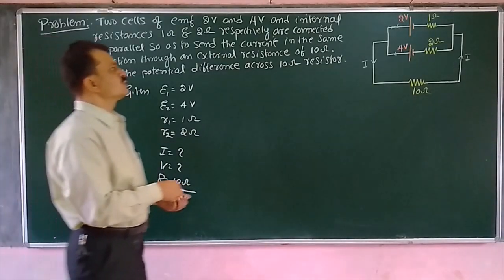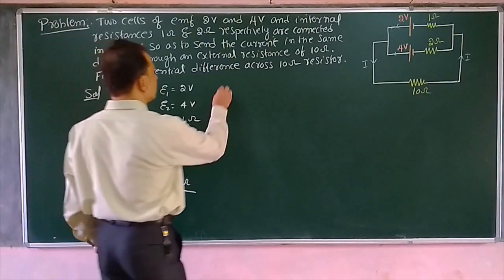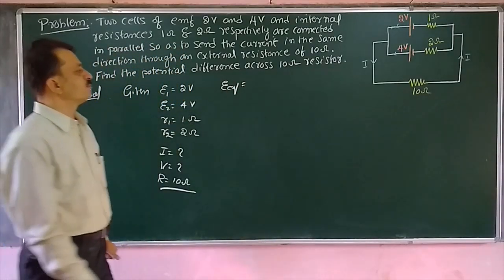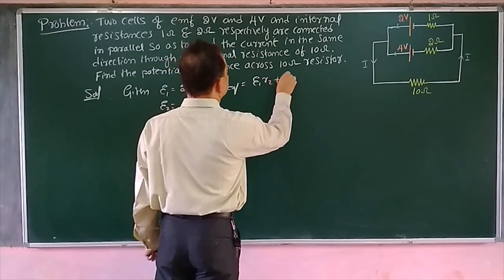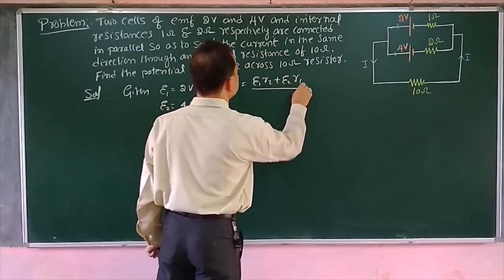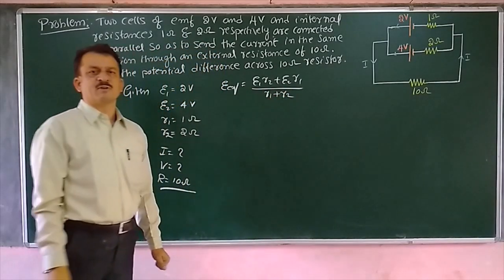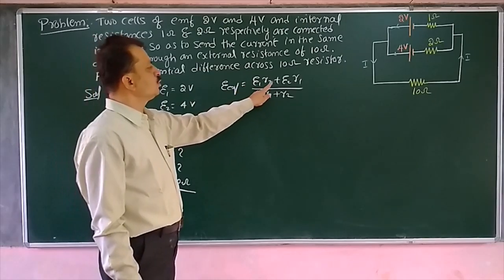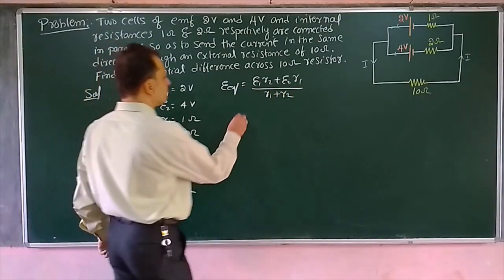We know that when two cells are connected in parallel, the equivalent EMF is given by E equivalent is equal to E1 R2 plus E2 R1 divided by R1 plus R2. That formula we know. E equivalent is equal to E1 R2 plus E2 R1 divided by R1 plus R2. That we will work out.